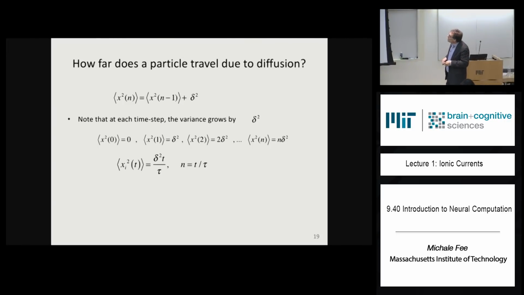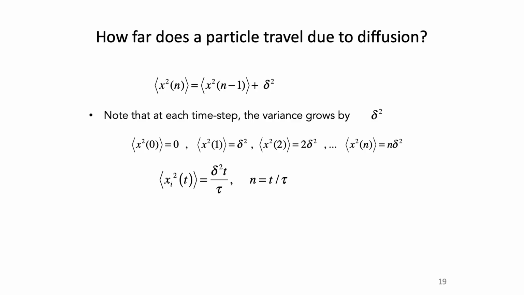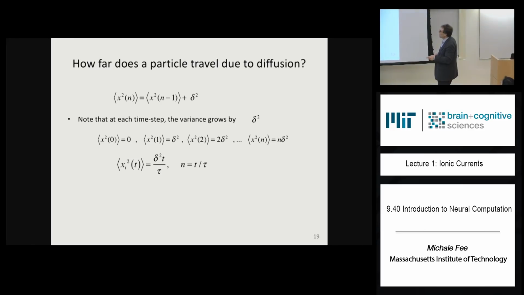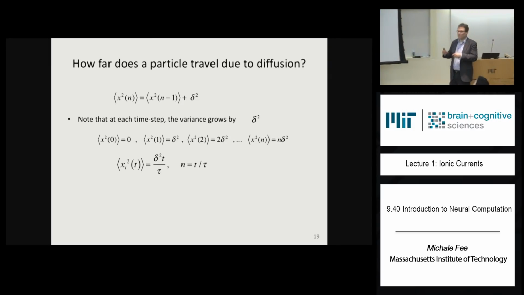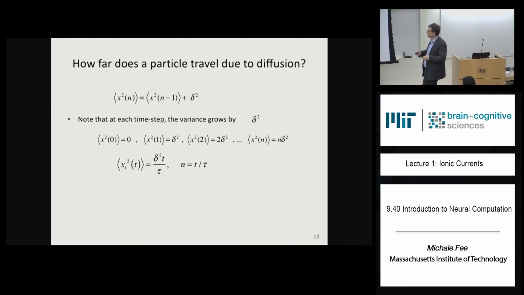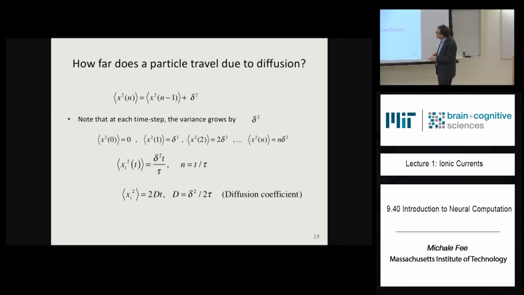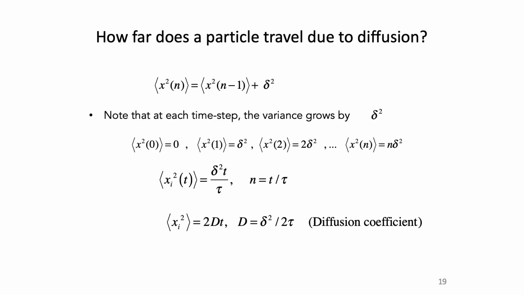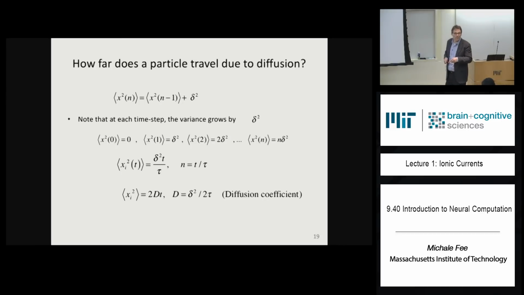We can change from time steps to continuous time. The step number is just time divided by tau, which is some interval in time, like the interval between collisions. And so you can see that the variance is just growing linearly in time, where the variance is just 2 times D times t, where D is what we call the diffusion coefficient. It's just length squared divided by time. Okay?